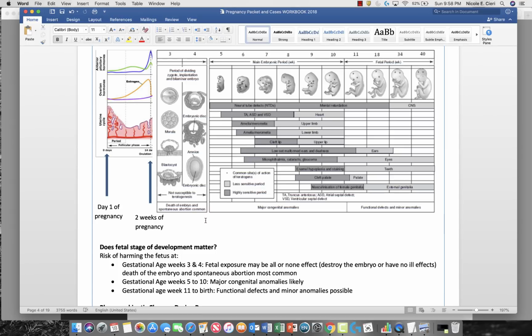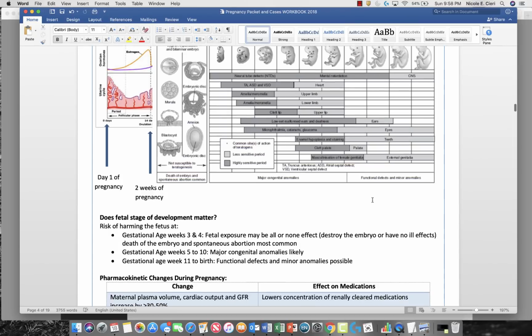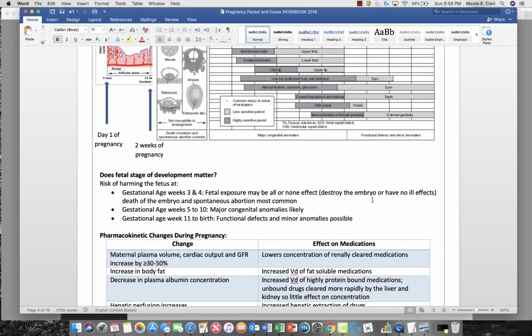This is the point where we would be at 28-day cycle, and either the woman would be realizing that she's missing her period or that she is pregnant. Then we move into the main embryonic period, and this is weeks 5 to 10. Major congenital anomalies are likely during this time, especially with exposure to teratogens. And then the third stage of development is weeks 11 to birth, and this is when functional defects and minor anomalies might be possible with exposure to certain types of medications.